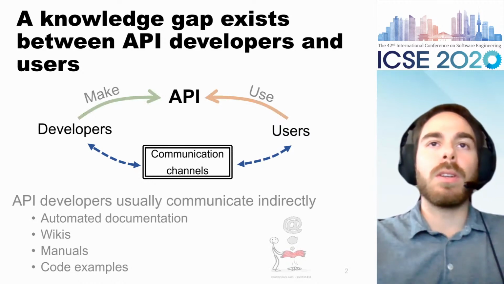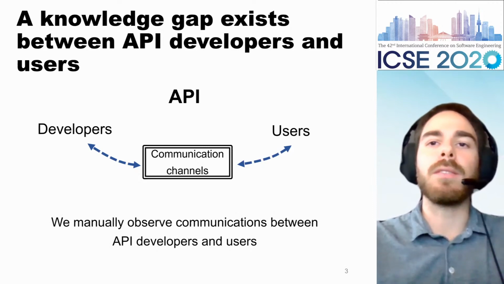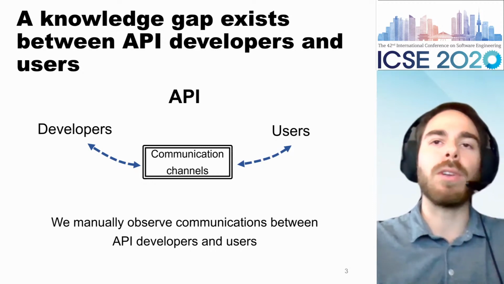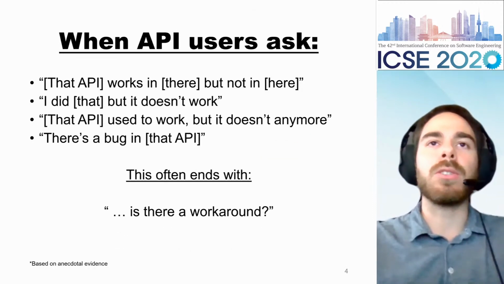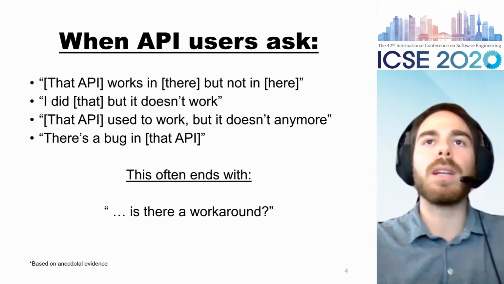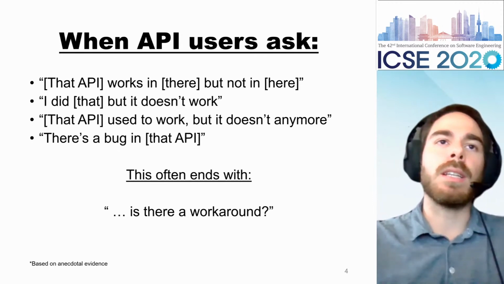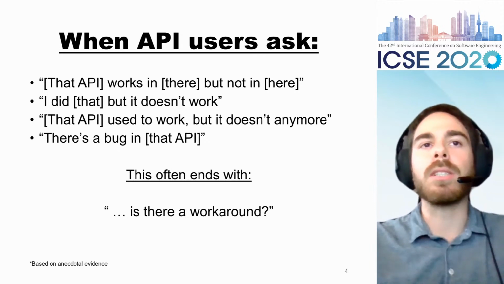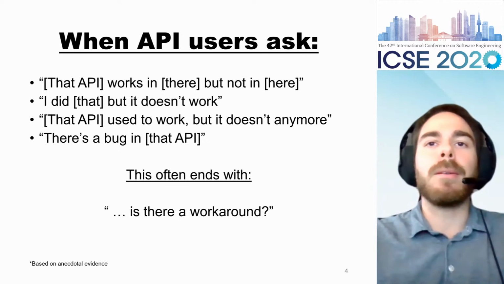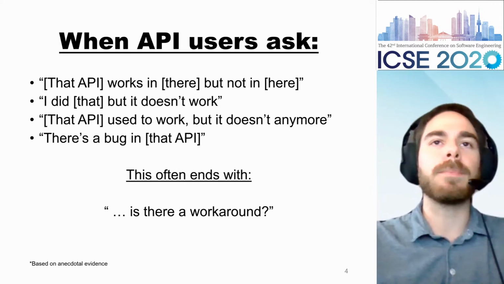We started by manually observing some communications between API developers and users on forums such as Stack Overflow when we were developing other applications, and we noticed a certain pattern, or at least we thought it was a pattern, so we figured we'd investigate. We saw that when API users ask things like, that API works in there, but not in here, or I did that with the API, but it doesn't work, or that API used to work, but it doesn't work anymore, these things often end with, is there a workaround? Can I get this to work?